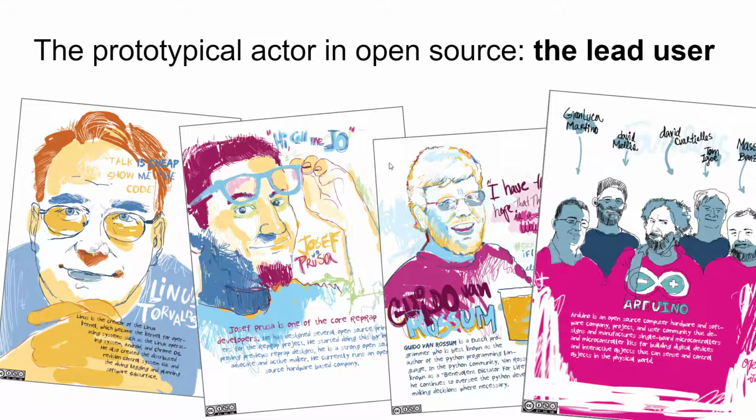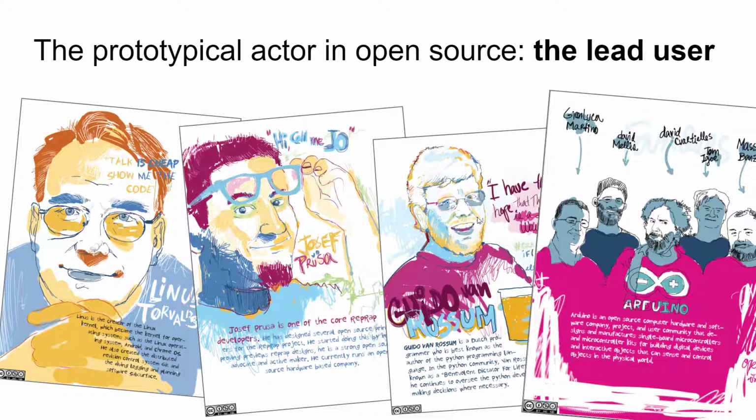And I wanted to talk also a bit about the prototypical actor in open source, something that is very common in many projects, and it's what is called the lead user. So a lead user is always someone that wants to have a certain kind of product and has the capacity to implement it or find a way of realizing that product. And you can find that in many cases, including Linux, Prusa, the RepRap project, Arduino, Python, and many more.